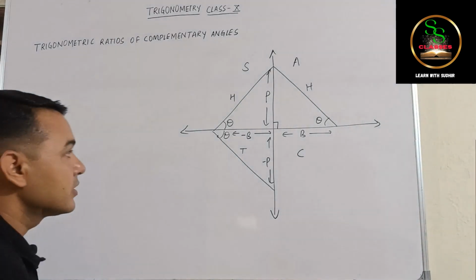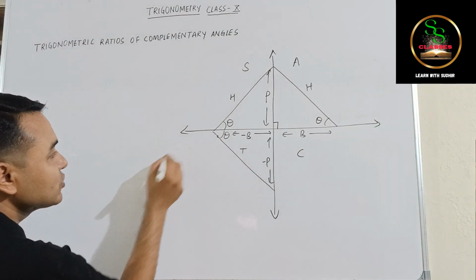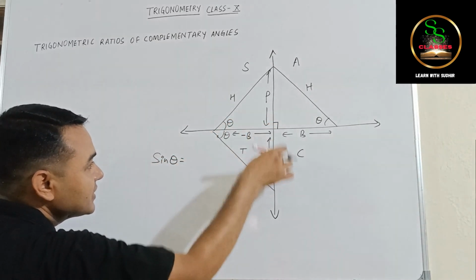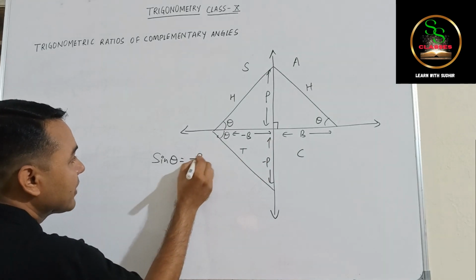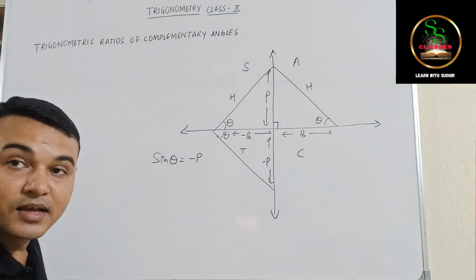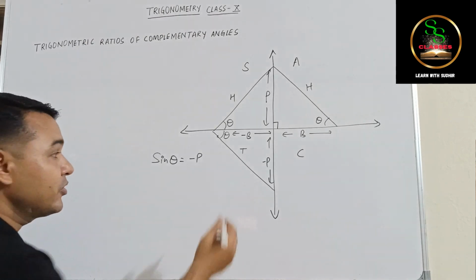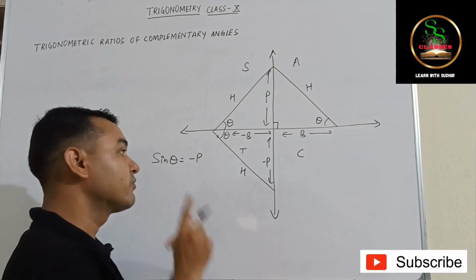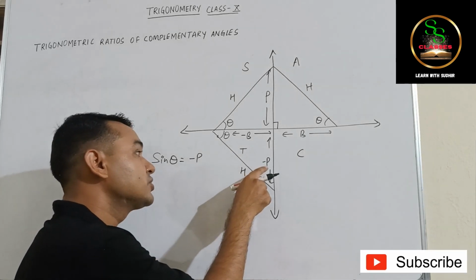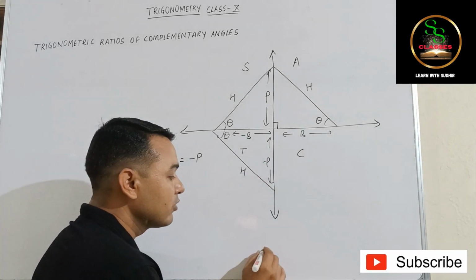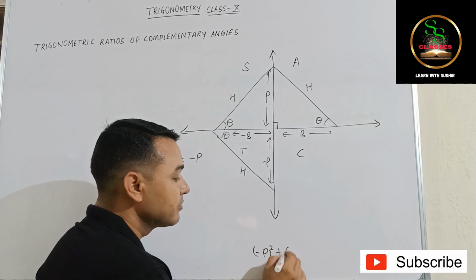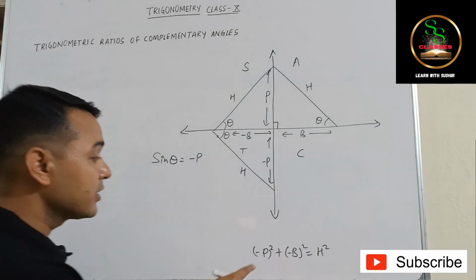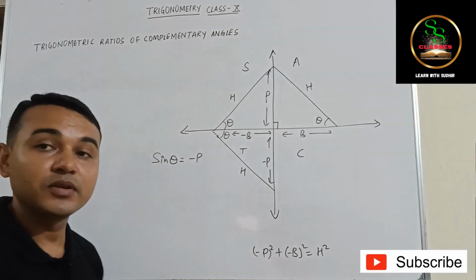Okay. From here, if we are going to find the trigonometric ratio sine for angle theta, then I am standing here, so it is the perpendicular. Perpendicular is minus p. And hypotenuse? Hypotenuse is always positive. Why? If we are going to find the hypotenuse, then what will we do? We will use the Pythagoras theorem. Pythagoras theorem is perpendicular square plus base square equal to hypotenuse square. Now from here the minus sign is there. Then we will do the square.